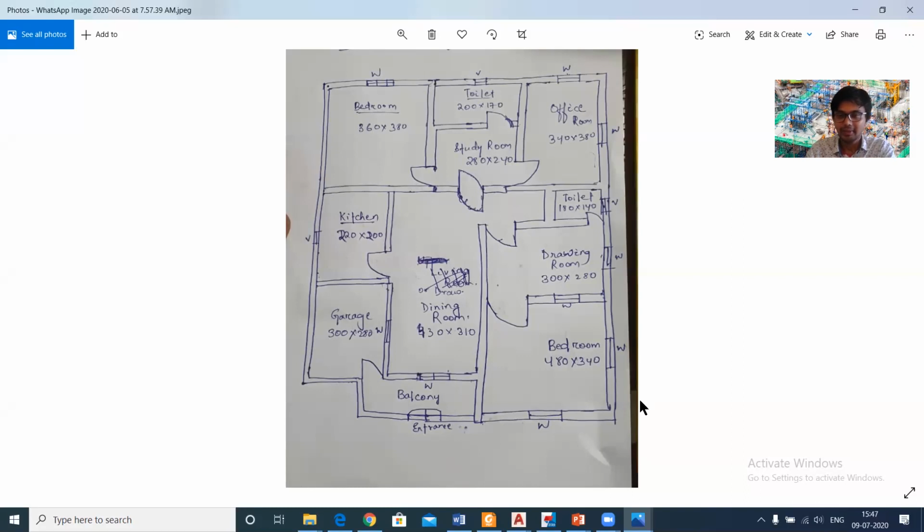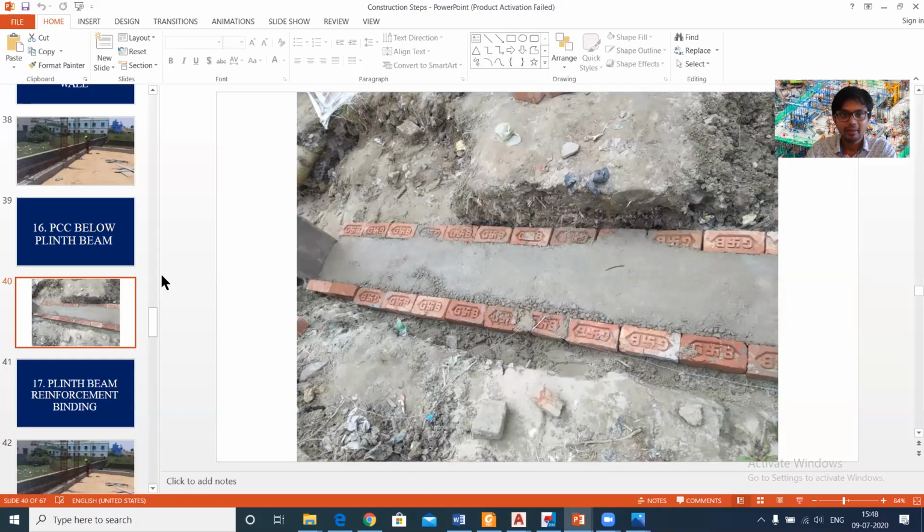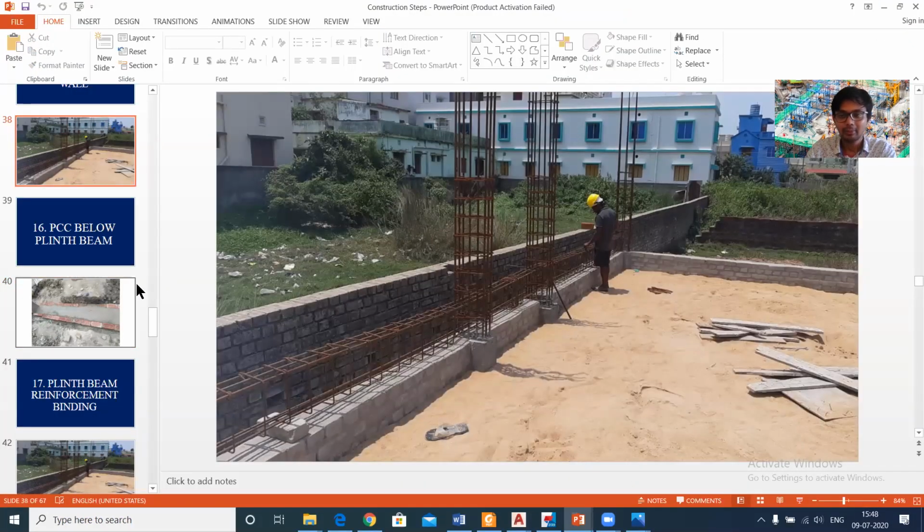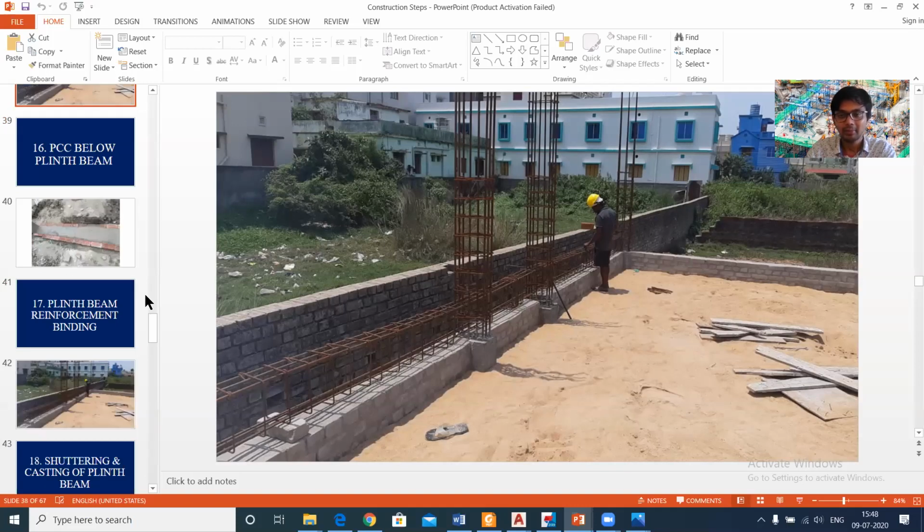In the next class we'll also discuss how to calculate the reinforcement quantity in the footing. So these two things we'll discuss. In addition, we'll continue this internship course on the construction steps of this B plus D+4 building. So we'll end this session here.